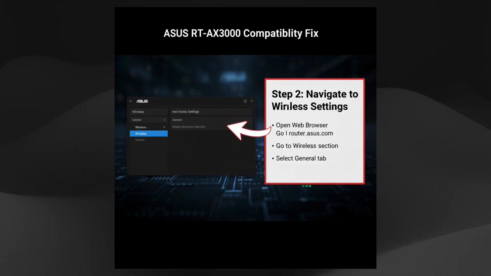Once you're logged in, look for the wireless section in the left-hand menu. Click on it to expand the wireless options. Then select the General tab. This is where most of your basic Wi-Fi settings are located.